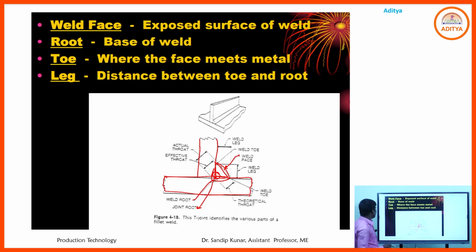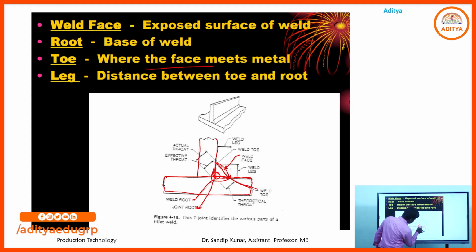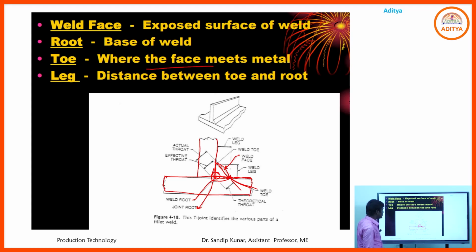Another, toe, where the face meets the metal. Face means the weld surface, so where the weld surface meets the metal, that is the weld toe. Next, leg. What is the leg? The distance between the toe and the root. That is called the weld leg.